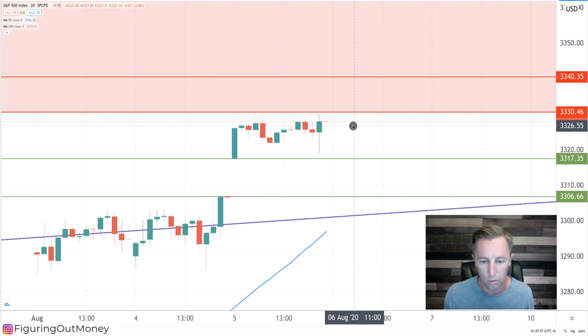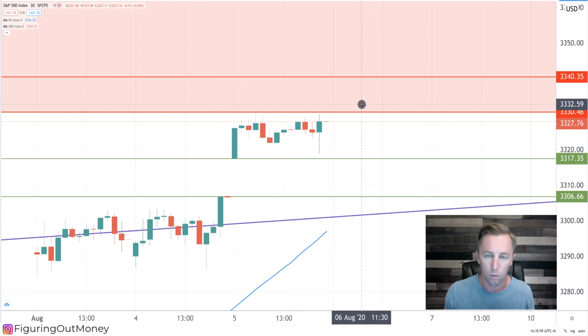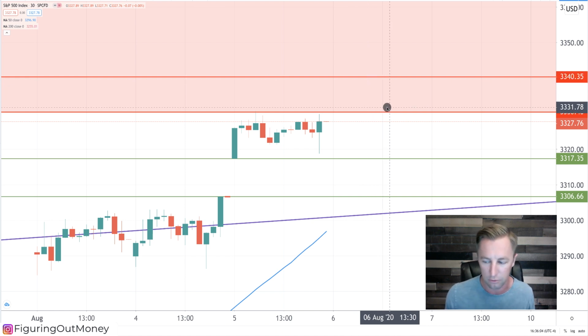That's just what we have to do. But these levels, I think, will play a role in tomorrow's trading activity. So keep an eye on 3340, 3330, 3317, and 3306.